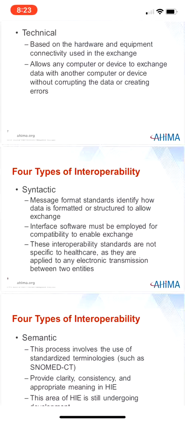Message format standards identify how the data should be formatted or structured to allow the exchange. Interface software, which is programming where one application or entity is told how the other application or entity formats its data so that the receiving entity can appropriately convert the data it receives for processing. So, interface software must be employed for compatibility to enable the exchange. These interoperability standards are not specific to healthcare as they're applied to any electronic transmission between 2 entities.